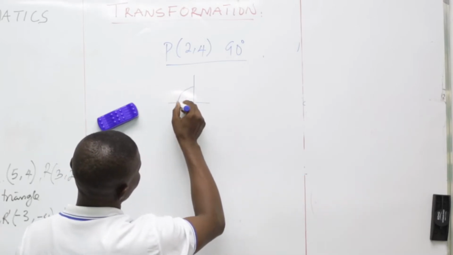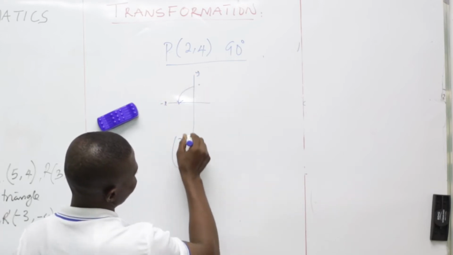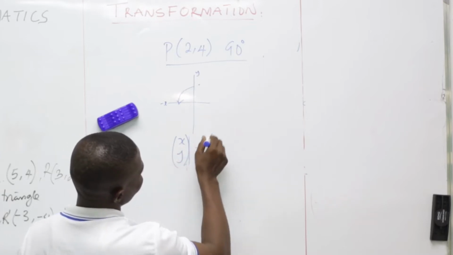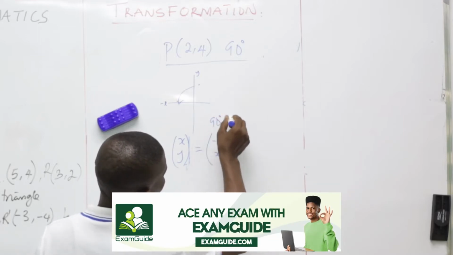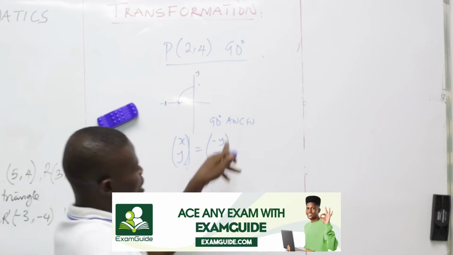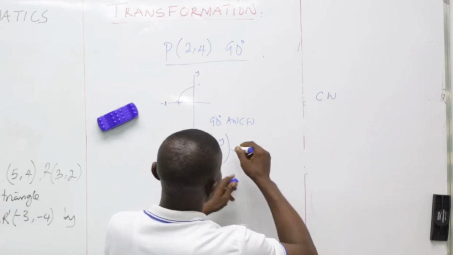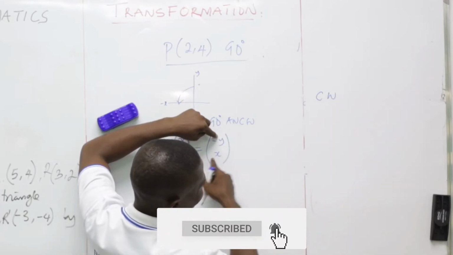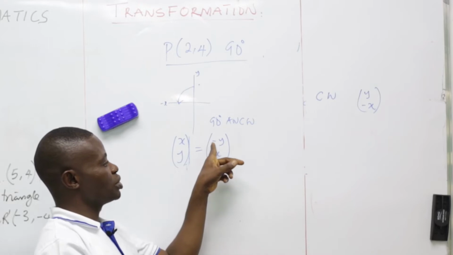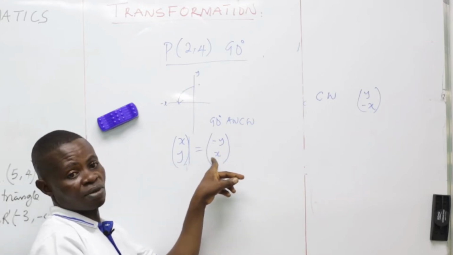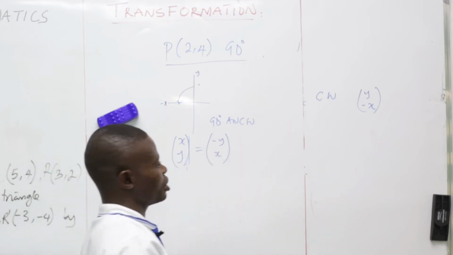See our movement. This is y, this is minus x. Object (x, y) equals image (minus y, x). Anti-clockwise. If this is clockwise, look at the formula. Clockwise. The formula will be just to interchange this: (y, minus x). That's all. The negative sign will be transferred to the x-axis, but the position still remains. It's only the sign that will change.